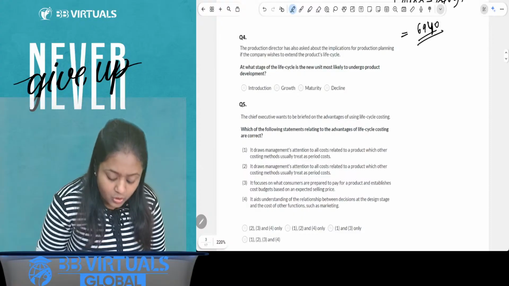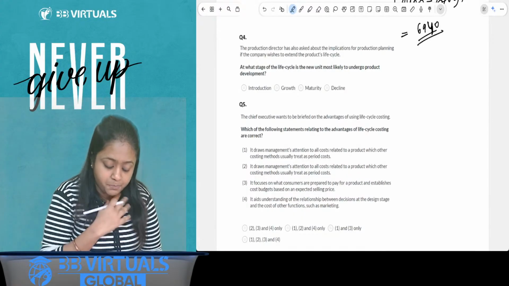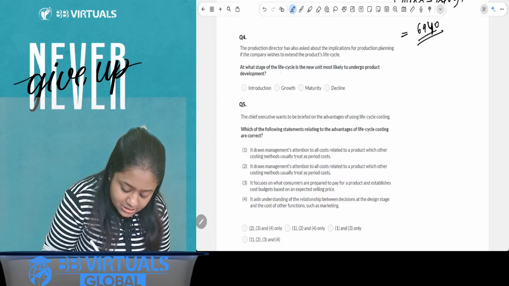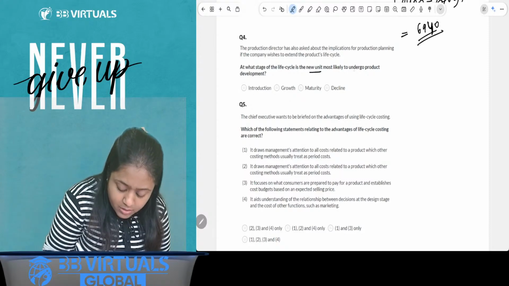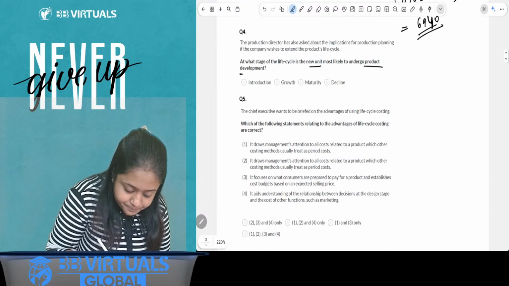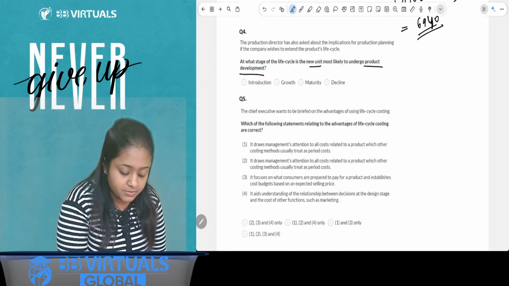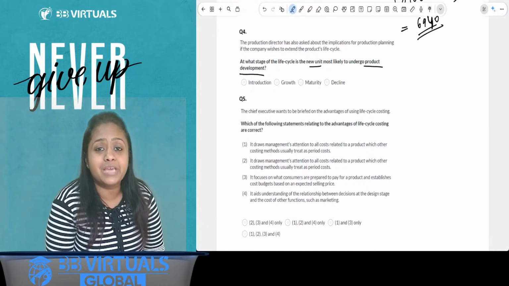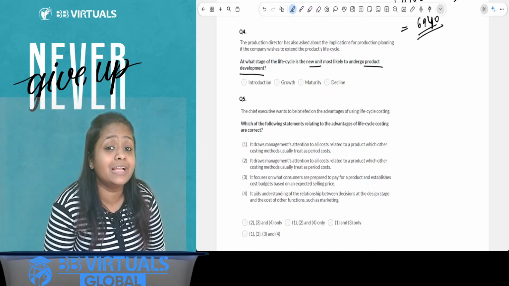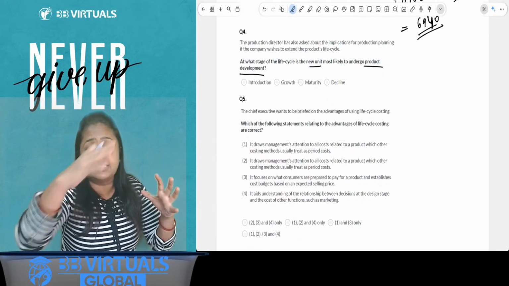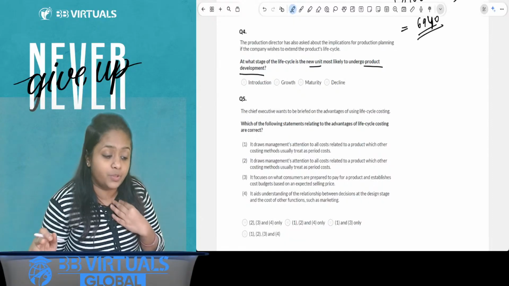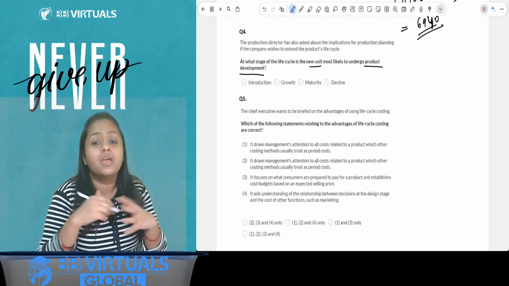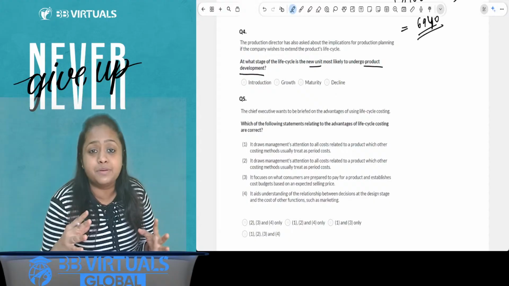The production director has also asked about the implications for production planning if the company wishes to extend the product's life cycle. So at what stage of the product life cycle is the new unit most likely to undergo product development? Now, when you want to extend the life cycle, you basically want to extend the sales of the product, the overall profitability of the product. So in which stage do we extend the sales of the product? In which stage do we have the maximum profits and the maximum sales?